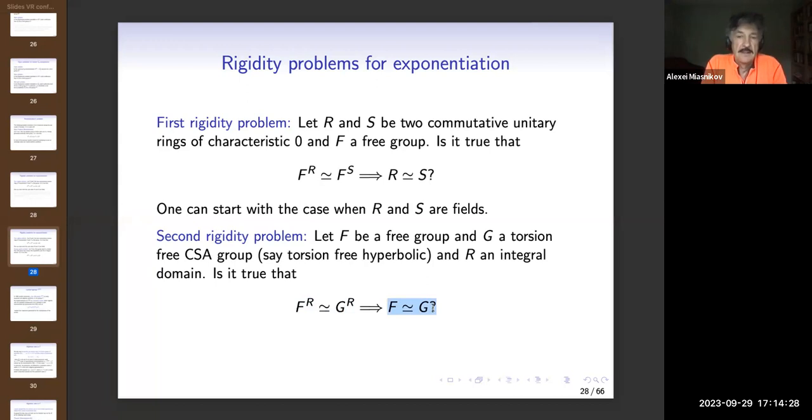Again, it's a simpler version. I don't know whether it's simpler than Miasnikov's problem, but if you take the profinite completion of Z, this group sits inside the profinite completions of F and G. So you can try this first and then go to Miasnikov's problem maybe.